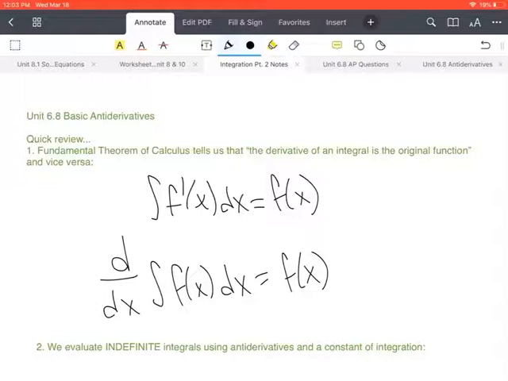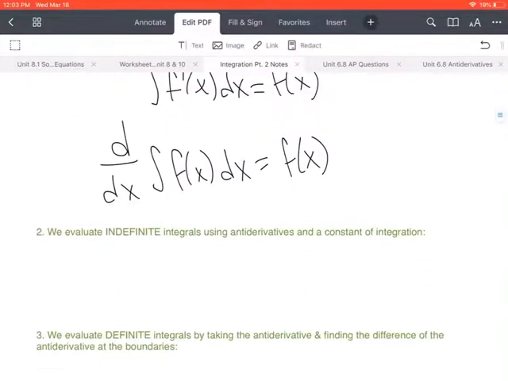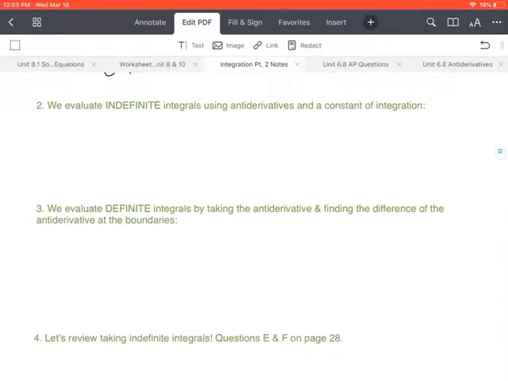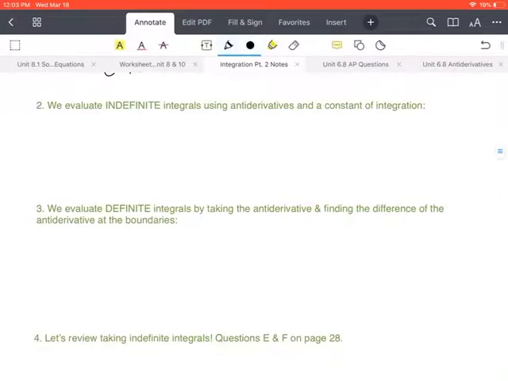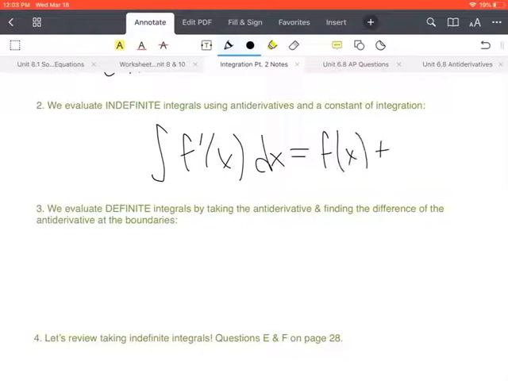Now, we learned how to take integrals or antiderivatives. The first thing that we learned was how to take an indefinite integral. So when we take an indefinite integral using antiderivatives, I don't have a boundary. I'm just taking the integral of my derivative, and that's just equal to my antiderivative plus that constant of integration, that plus c. We can never forget our plus c's when we take indefinite integrals.